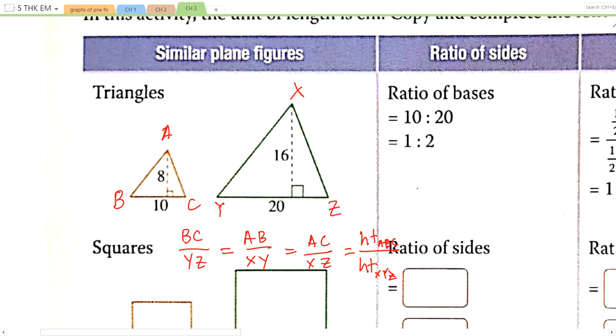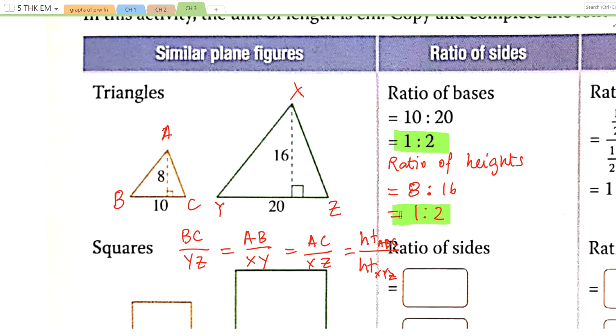In this case, can you just put at the bottom, ratio of height equals 8 to 16, which is the same as 1:2. Okay, so this is something that you need to take note of. 1:2 over here, 1:2 over here. Although it is a ratio of base and a ratio of heights, they're all the same because they're all units of length.